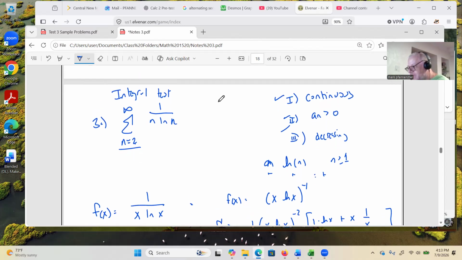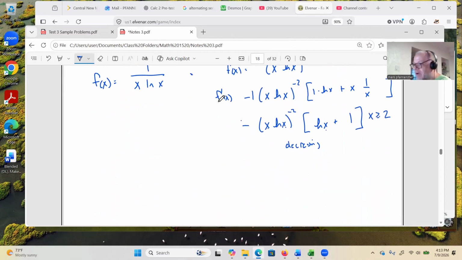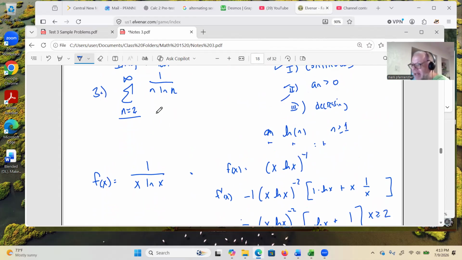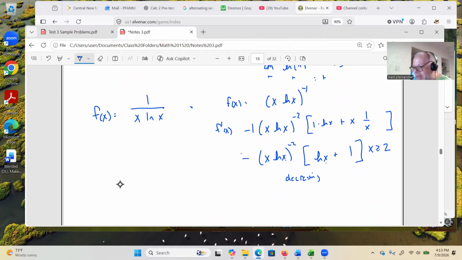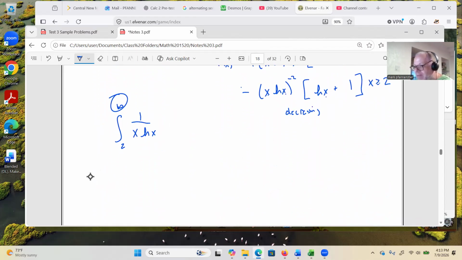Next, I'm going to translate my n's into x's, so I have a continuous variable. Let's go ahead and check out the integral test. We're going to go from 2 to infinity of 1 over x ln of x. Now, this is an improper integral. So we're going to say let m equal the limit as m goes off to infinity of the integral from 2 to m of 1 over x ln x, and I'll put the dx in there.